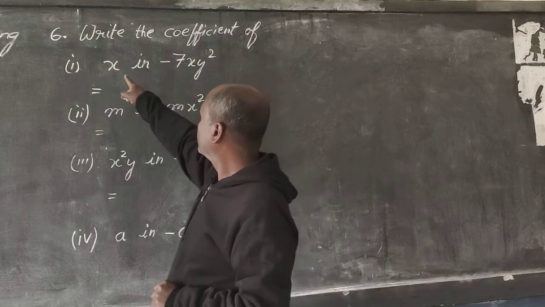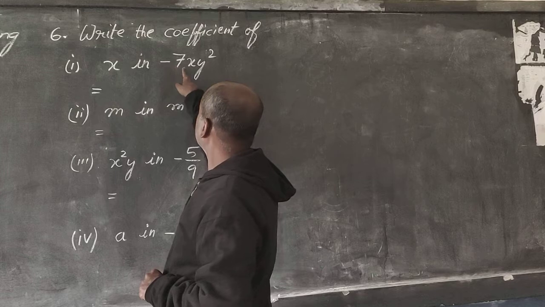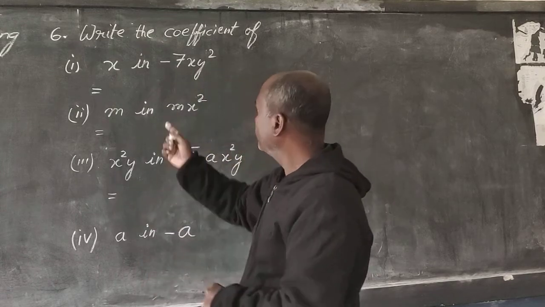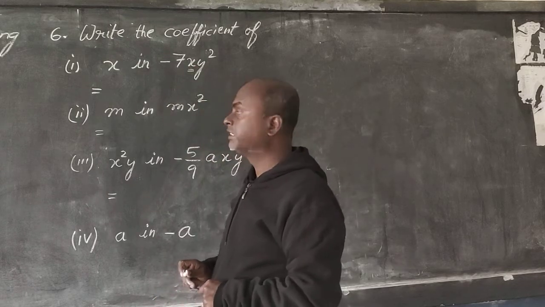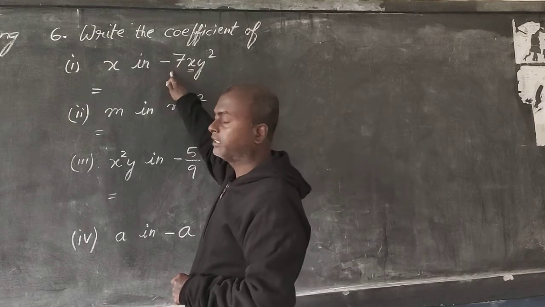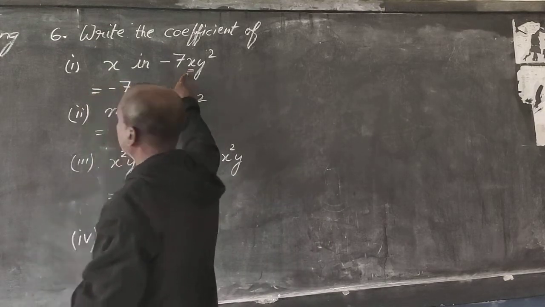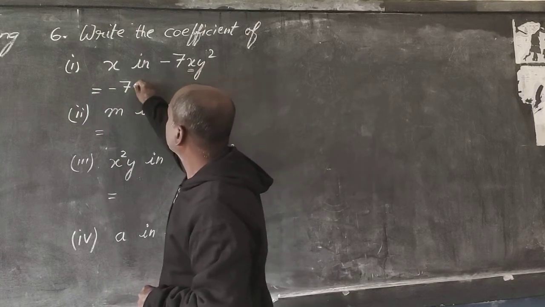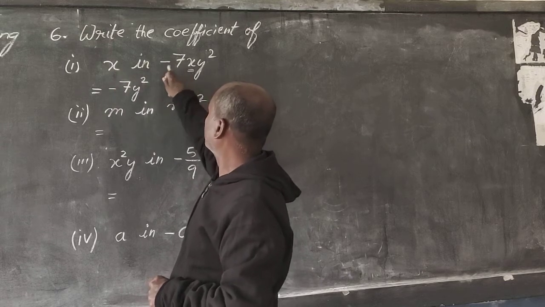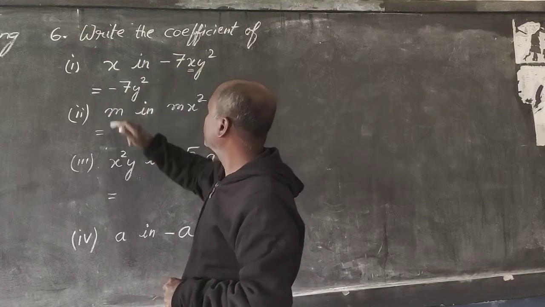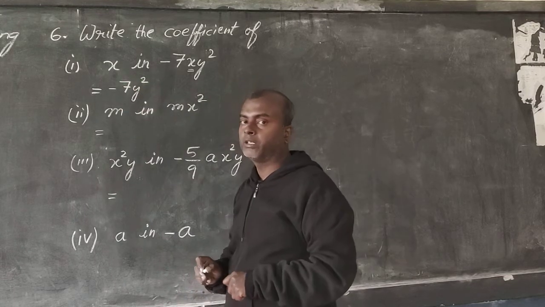So in this one, they want the coefficient of x in this particular expression, minus 7xy square. So what we have to do, we have to leave out x in this expression, and whatever the other terms are there, that we need to write. So other terms are minus 7, we have to leave x, so don't write x, other term is y square. So coefficient of x is minus 7y square.